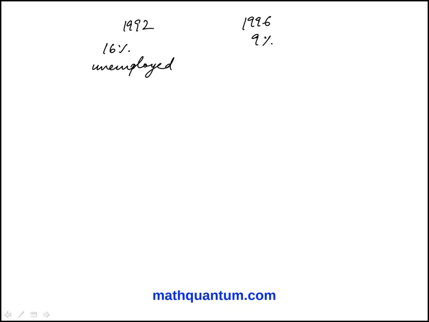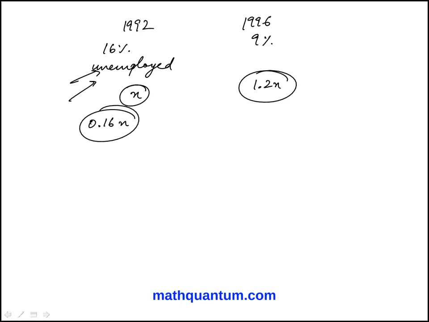So if the number here is n, the number of construction workers here would be 1.2n. And the question is, what is the percent change in the number of unemployed construction workers over this period? So I can write the number of unemployed construction workers would be 16% or 0.16 of n. Here, it would be 0.09 of 1.2n.